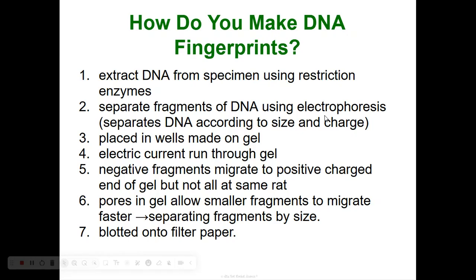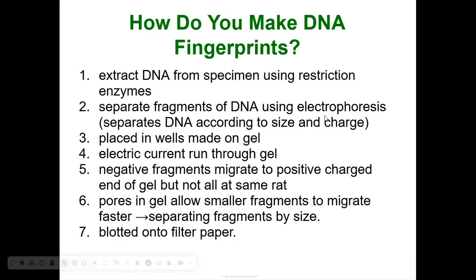So what are some of the steps involved in coming up with or making a DNA fingerprint? The first thing, DNA needs to be extracted from some sort of specimen, and then eventually a restriction enzyme needs to be used on that DNA. When the restriction enzyme is used on that DNA, that's going to break up the DNA into fragments.